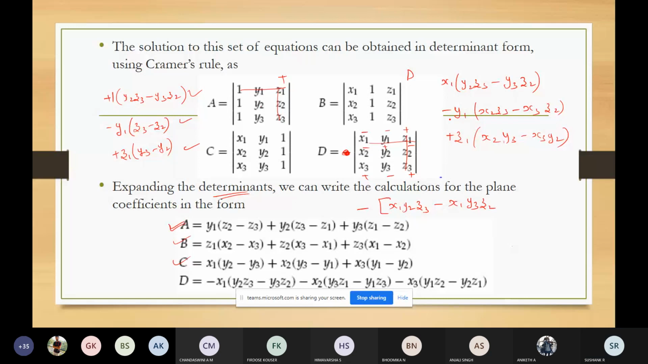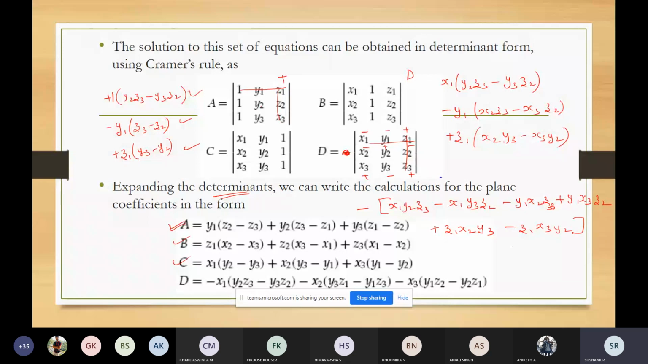minus y1 x2 z3 plus y1 x3 z2 plus z1 x2 y3 minus z1 x3 y2.